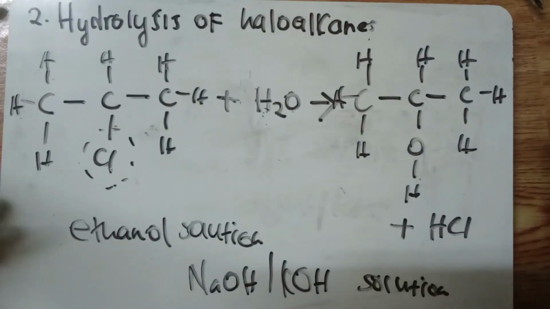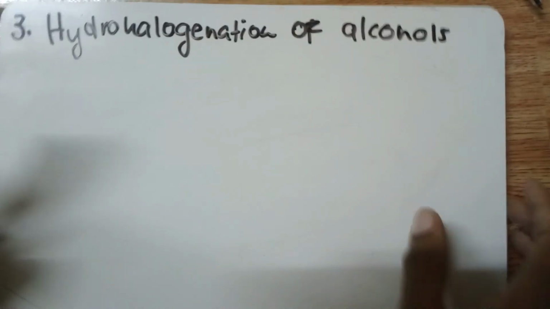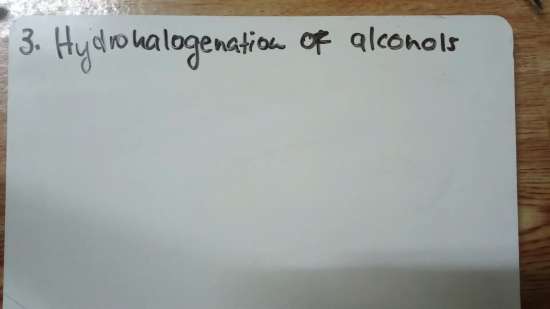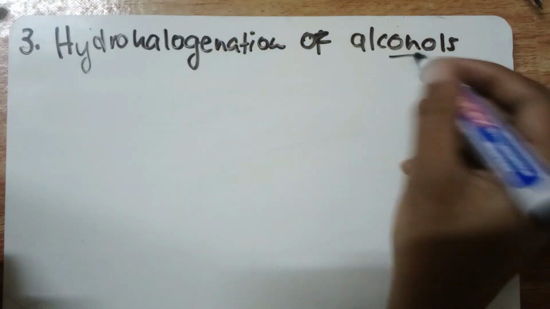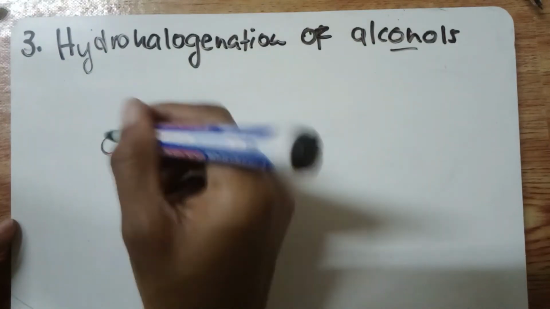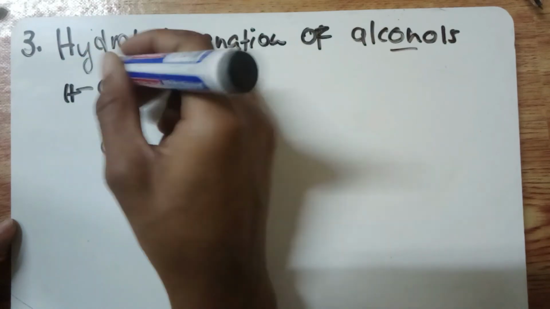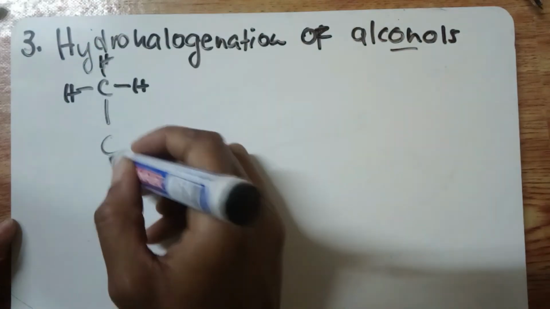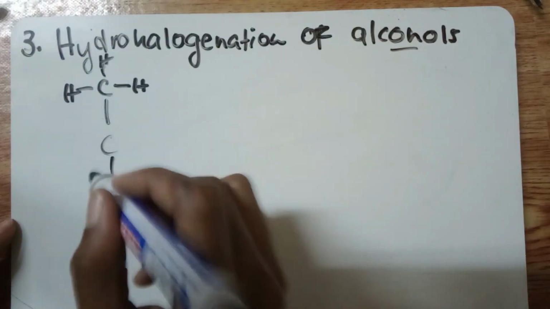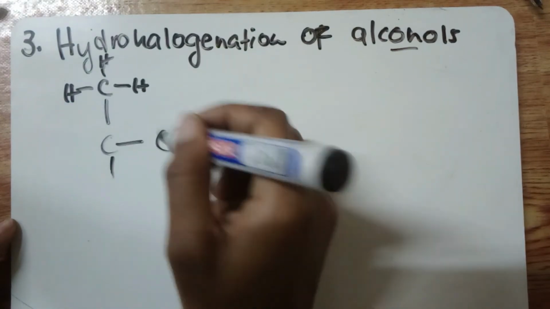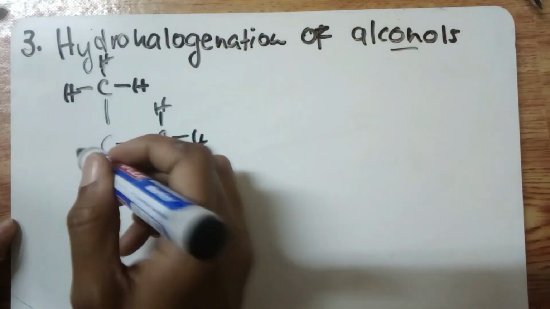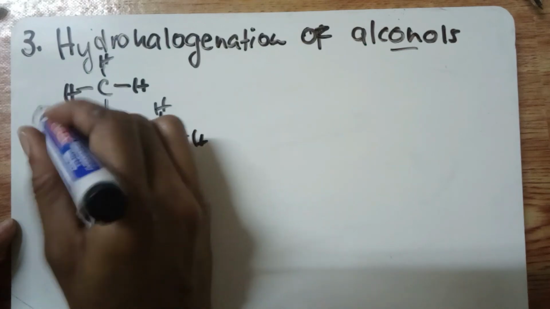And now let us take the third type of substitution reaction that you need to know. The third type of substitution reaction that we need to know is what we call hydrohalogenation of alcohols. So what this is telling us is that we normally start with an alcohol. Let us say in this instance we had a tertiary alcohol, meaning the carbon bonded to the carbon with the OH group is bonded to 3 other carbons.